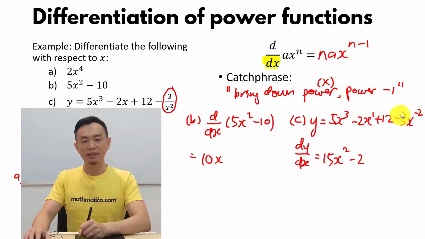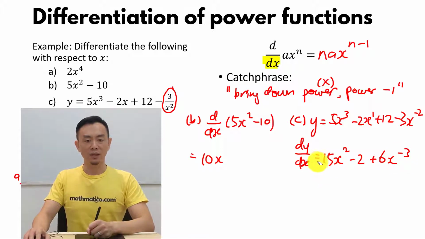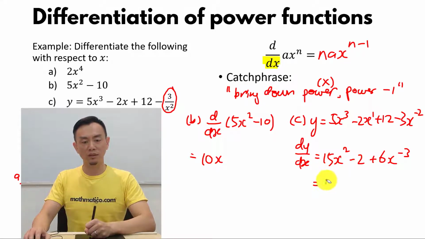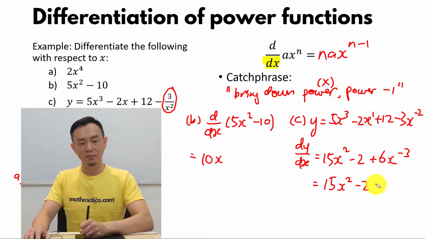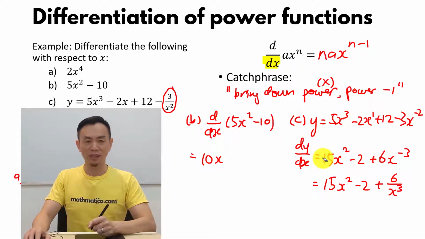Next up, we have negative 3 times negative 2, that's plus 6. Then you have x to the power of negative 2 minus 1, which is negative 3. Okay, so in O-levels, if you are doing this from O-levels, then we normally present the answer in positive indices. So this is how it will be presented.